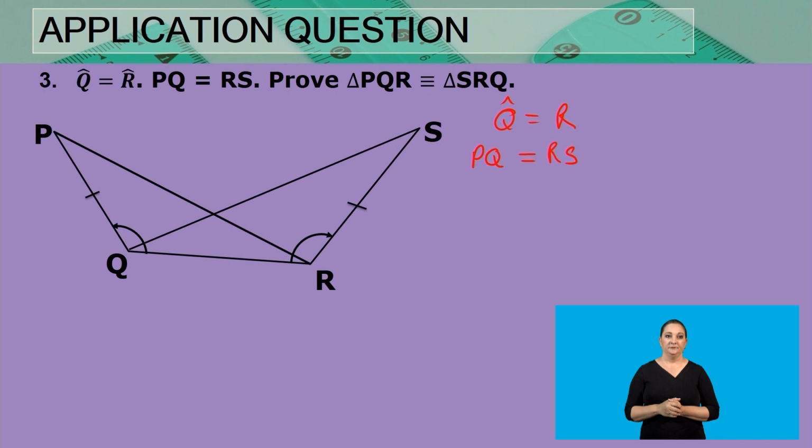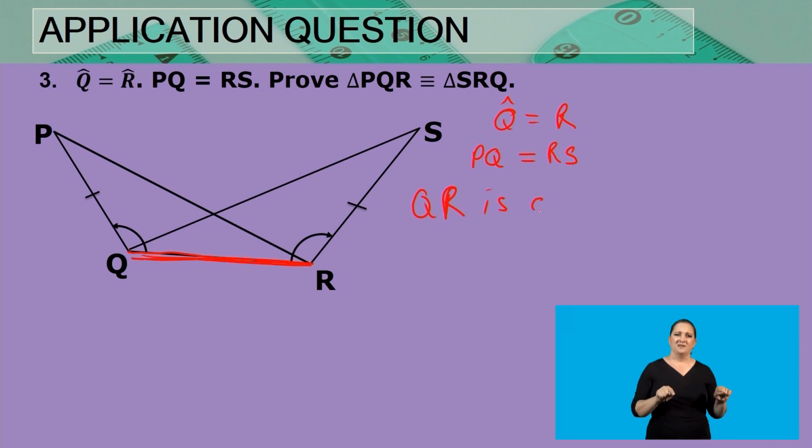Right? So we already have two corresponding things in our diagram. So we have a corresponding angle that is equal, we have a corresponding side that is equal. And congruency, remember, needs three things. So we have a side and we have an angle. Now, when we look closely, we can see that QR is part of PQR, but it is also part of SRQ. So that means that QR is a common side for these two triangles.